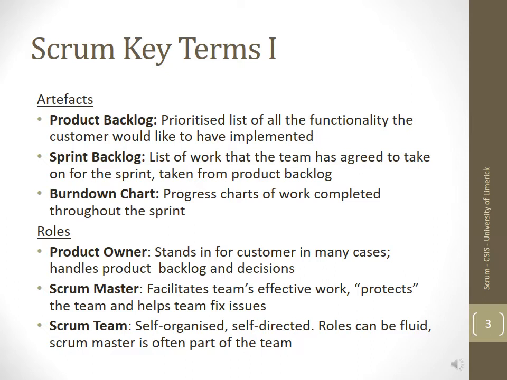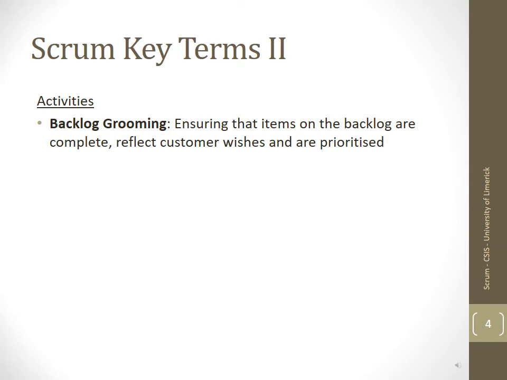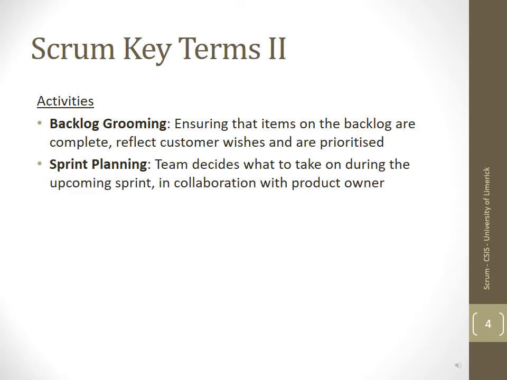And then you have the Scrum team, which is self-organized and self-directed. I've already talked about the backlog, which the product owner takes care of, and that's just a list of features that the customer would like. Backlog grooming is that you make sure the items on the backlog are complete, with a complete description of the requirements, that it reflects the customer wishes, and that it is prioritized. In Scrum, this is an ongoing process. So the backlog grooming happens regularly. The product owner might be doing that on a daily basis, or more than once a day, or just before a sprint.